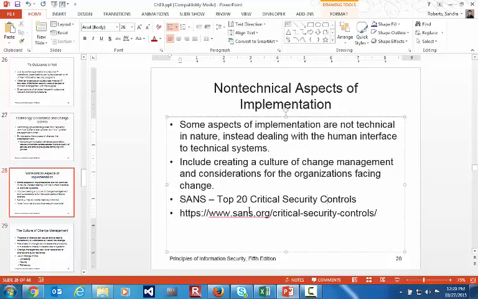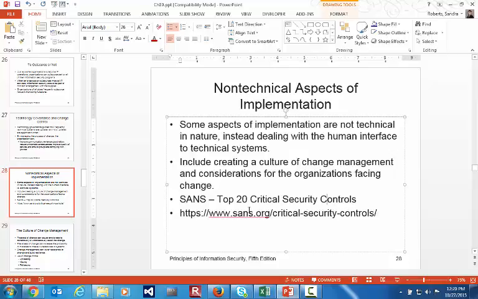Now that's on page 524 in your book. The inventory of authorized and unauthorized devices and software, secure configurations of hardware and software, continuous vulnerability assessment and remediation, malware defenses, application security. Software security is one of the big ones. I don't teach it. I just teach you how to program. I don't teach you the security part of it. That comes later in your learning.